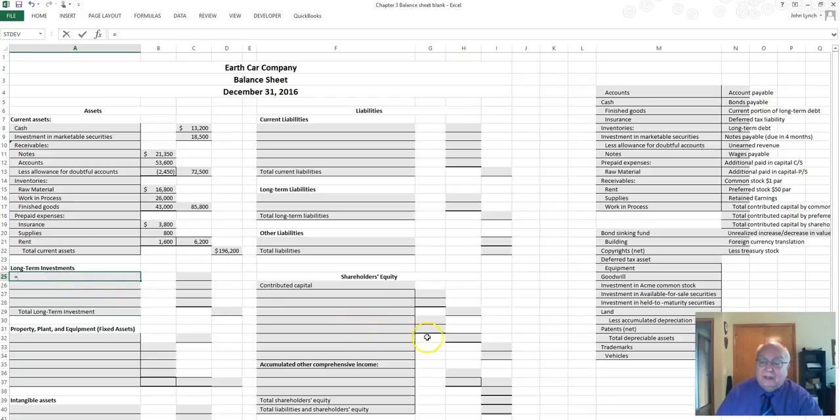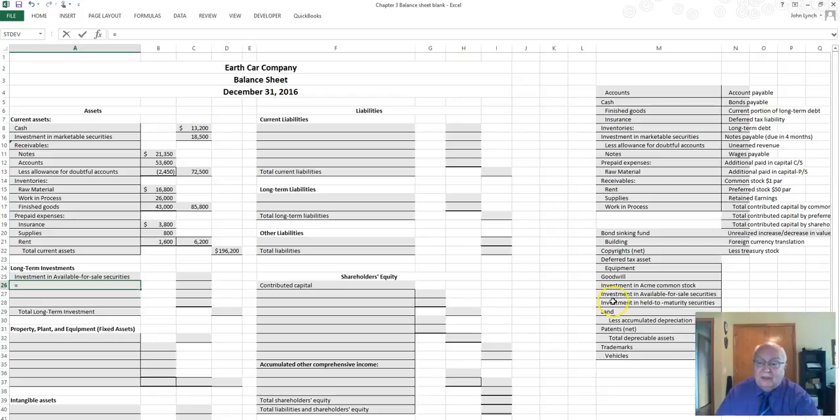So first one will have investment in available for sale security. Now, your book may say available for sale. It could be some other ones. It could be marketable securities, long term. Later it will be that, but that may be, I think, the next class.